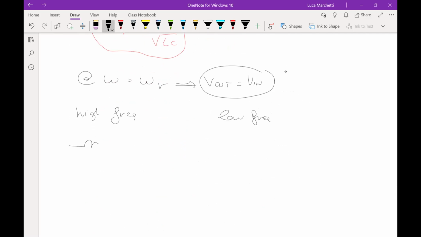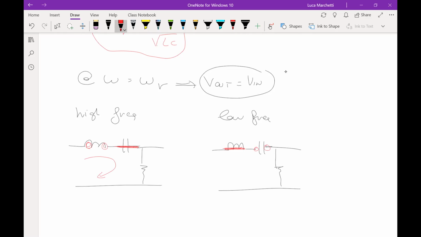So then we have the RLC in the two situations. At high frequency, the inductance is an open circuit and the capacitance is a short circuit. At low frequency, the inductance is a short circuit and the capacitance is an open circuit. So in both cases, current cannot flow because one of the two, capacitance or inductance, is an open circuit, right? So if the current cannot flow, the voltage VR is equal to 0, but voltage VR is equal to V out. So the voltage at V out is equal to 0.